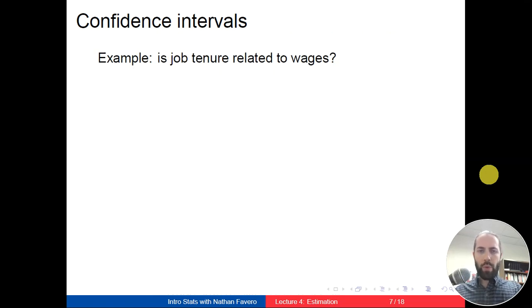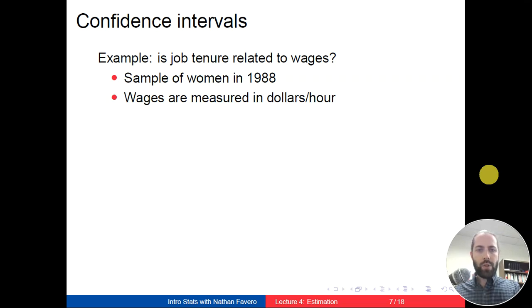So here's an example with actual data. I want to know, is job tenure related to wages? In other words, how long somebody's been at their job, does that relate to how much they eventually make? We're going to look at some sample data that the Stata manual uses to illustrate some of their features. It's a sample of women in 1988. Wages are measured in dollars per hour. And keep in mind that wages were a lot lower in 1988 than they are now, and there's also been inflation since then. Job tenure is measured in number of years.